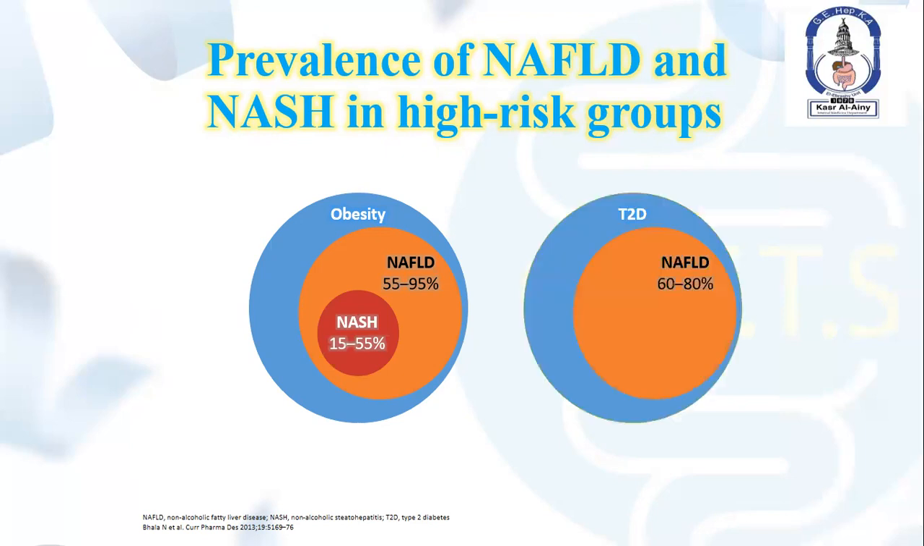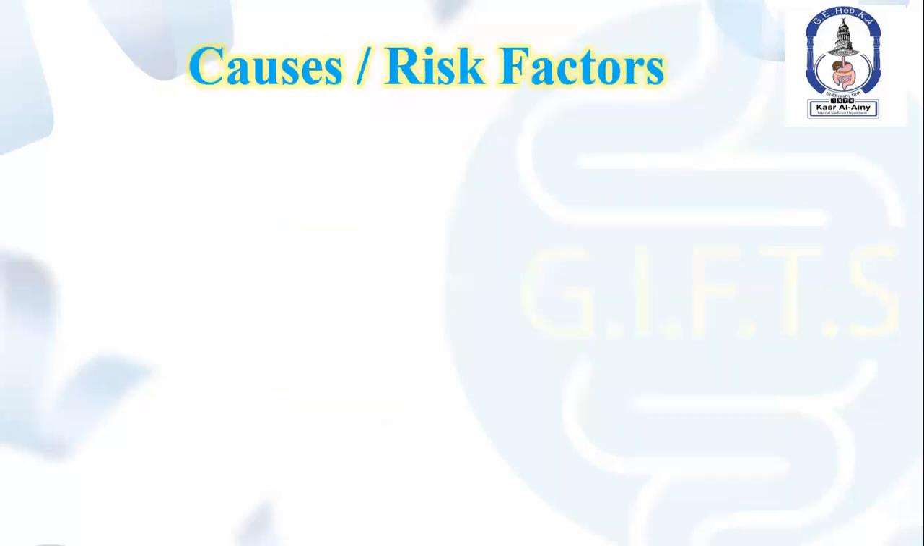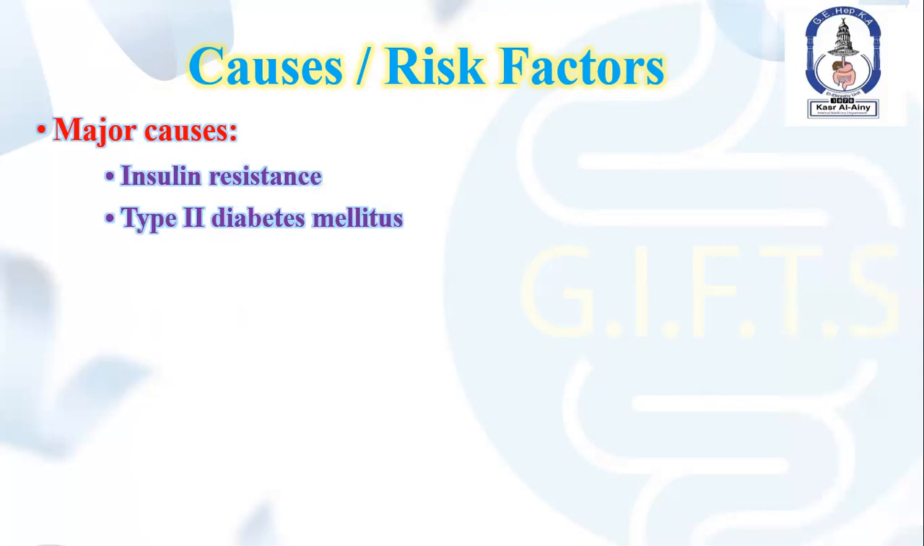What about type 2 diabetes? For type 2 diabetes, up to 80% of patients are going to have NAFL, and up to 80% are going to have NASH. It's of course very, very, very large numbers. What are the major causes for non-alcoholic fatty liver disease? Of course, insulin resistance, type 2 diabetes, obesity, hypertriglyceridemia. Of course, we can see that they are all metabolic disorders and they are part of metabolic syndrome.